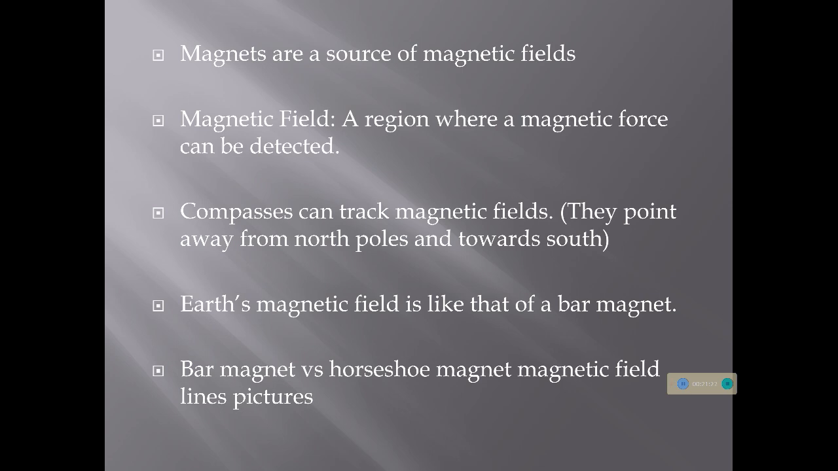Magnetic field is the region where magnetic force can be detected, and magnetic force, once again, does take place on charged particles. Compasses can track magnetic fields because a compass is a magnet. It's just a very tiny magnet sitting in there, and you can think of it like a flag in the wind. Its north is pointing towards south, and therefore it's showing you which direction the magnetic field is pointing at that particular time. Earth's magnetic field acts like a bar magnet, and we will talk about that last thing.